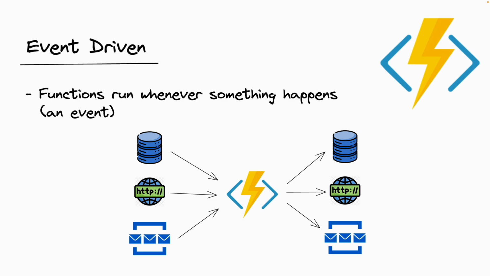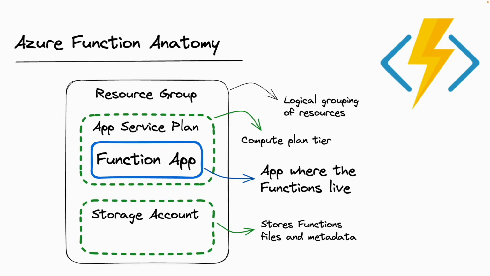What does that look like? First, we're going to need a resource group. This is just a logical grouping of our resources, and it will hold all the resources we need to create our Azure function. Within this resource group, we're going to create the app service plan and the storage account.